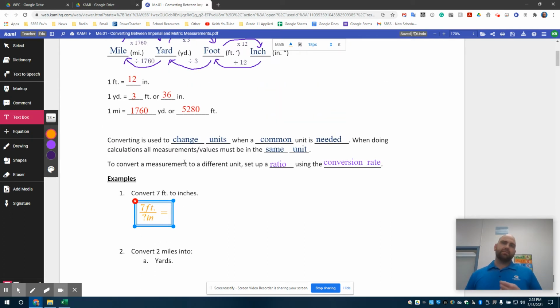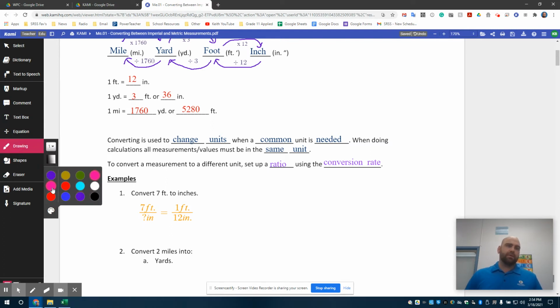And then we're going to make a similar one that has the feet and inches in it. We know that 1 foot is equal to 12 inches. So we're going to put 1 foot on top, and 12 inches on the bottom. So here are our two equal ratios. In this case, we have our conversion rate. And in this case, we have the piece of information we know and the one that we're trying to find.